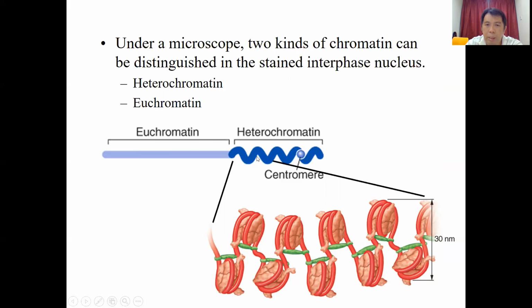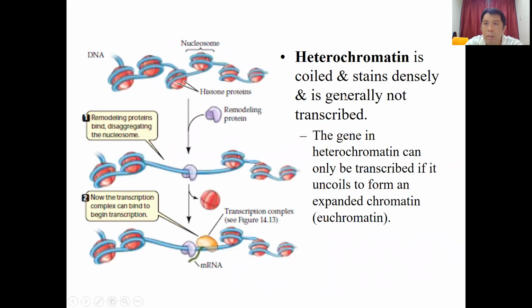So heterochromatin is where the DNA is coiled with the histone proteins. Euchromatin, whereas, has no further coiling of the DNA. So what is the difference here? The heterochromatin normally stains densely and is generally not transcribed. That means it cannot be used to produce mRNA. The genes in the heterochromatin can only be transcribed if it uncoils to form an expanded chromatin, which we know as euchromatin.